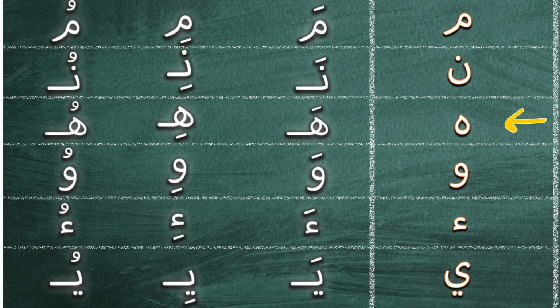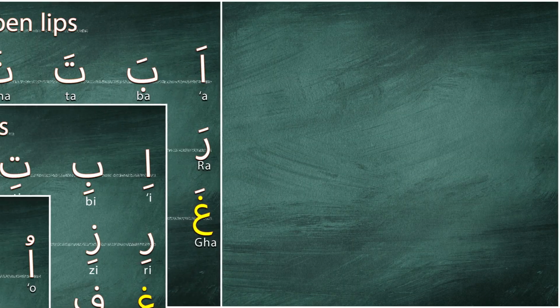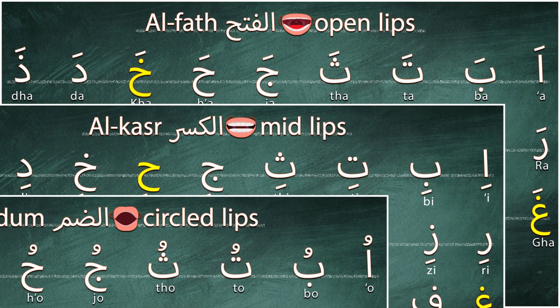Ha letter: ha, hi, hu. Waw letter: wa, wi, wu. Hamza letter: a, i, u. Ya letter: ya, yi, yu. Very good. You know now how to say the different letters with the three vowels that we learned today.